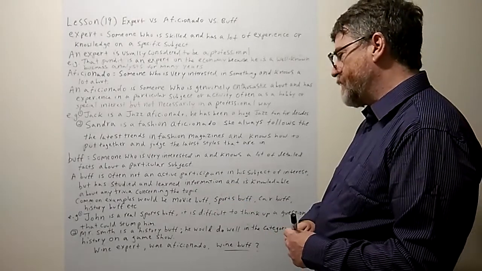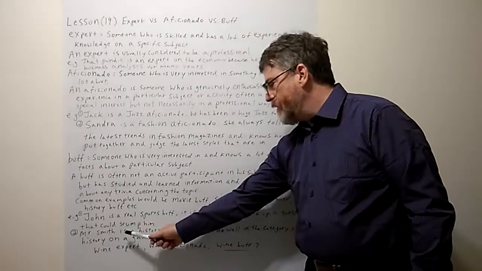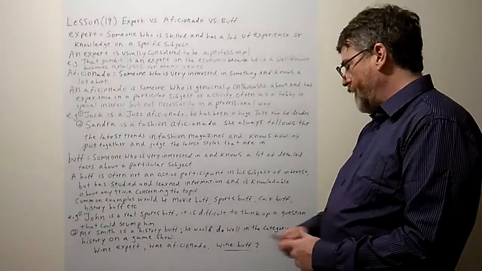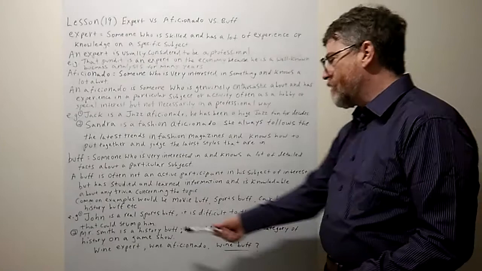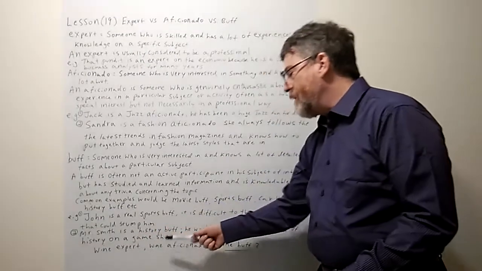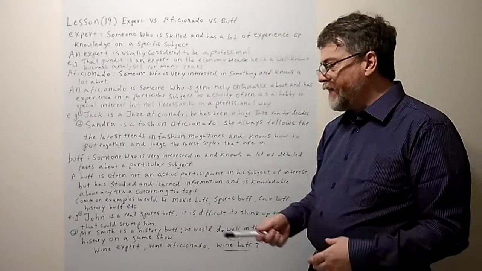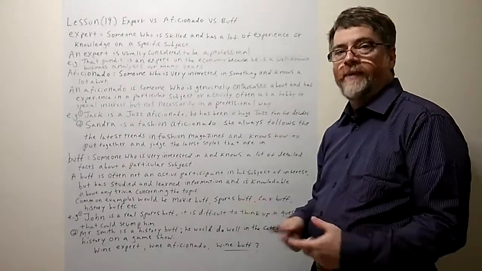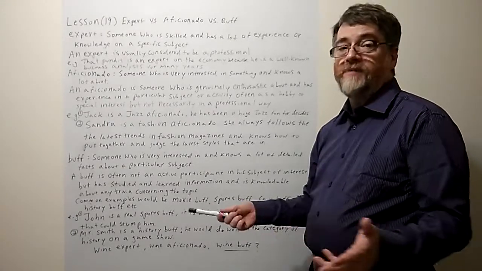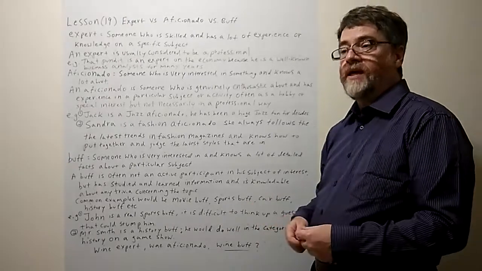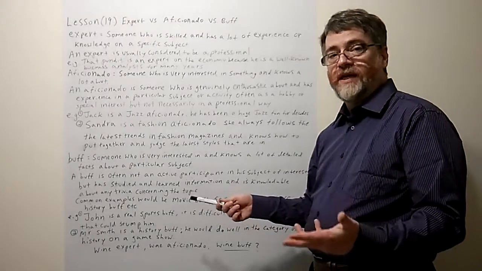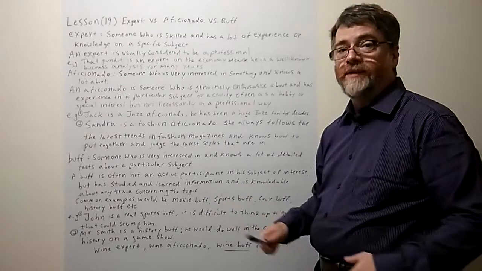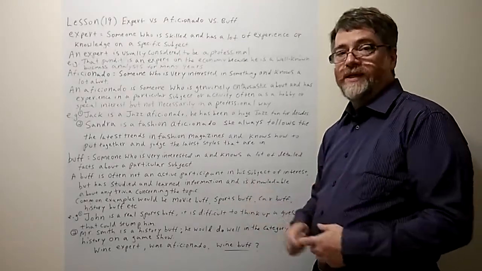Okay, let's look at the second example. Mr. Smith is a history buff. He would do well in the category of history on a game show. Again, that was the idea I told you before, that buffs are kind of into trivia. So again, the same thing. Difficult to stump him. Many questions that anybody could think of about history, he knows the answer. He's really good at this.